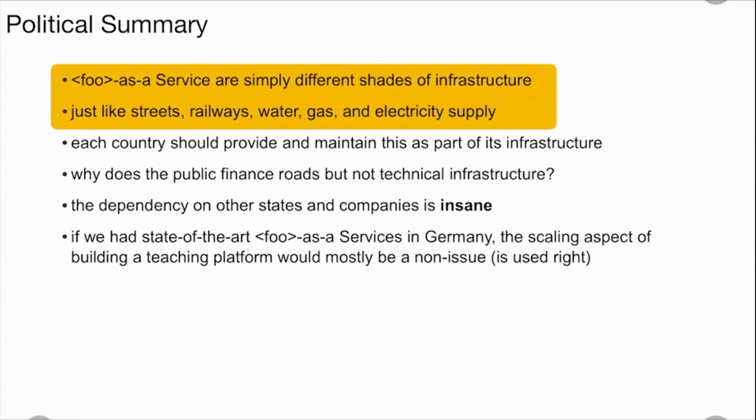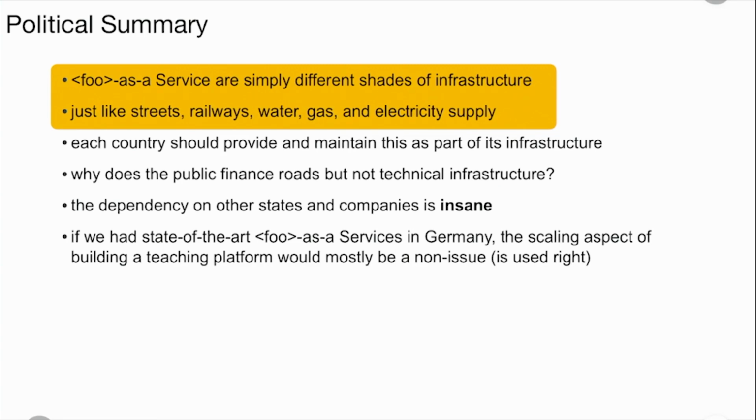And that is a political summary. Foo as a service are simply different shades of data infrastructure. And it's super weird that we finance streets, railways, water, gas, and electricity supply, but not digital infrastructures. It's already weird for search engines, and weird for fiber cables for your internet connection, but it's also weird for these as-a-service architectures. To my understanding, that should be financed by the state because it's so sensitive. We are so dependent on these things.